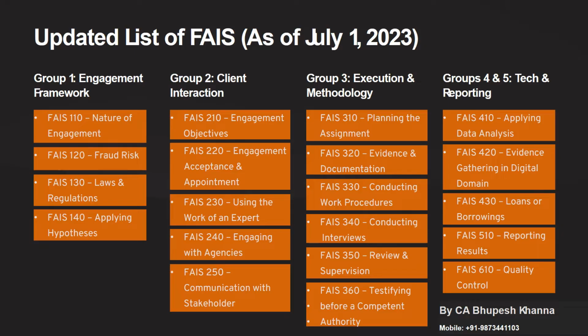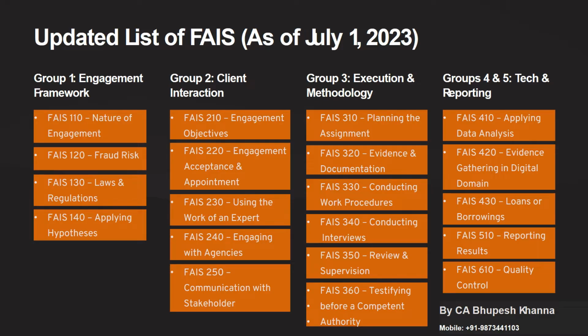Here's the latest list of FAIS issued by ICAI. Under Group 1, Engagement Framework, there are 4 standards. FAIS 110, Understanding the Nature of Engagement. FAIS 120, Understanding the Fraud Risk. FAIS 130, Laws and Regulations. FAIS 140, Applying Hypotheses.